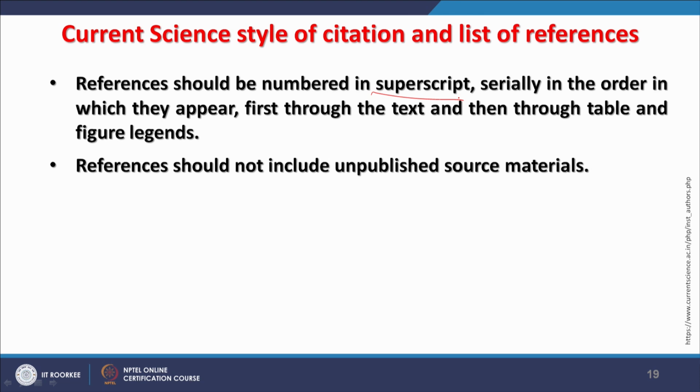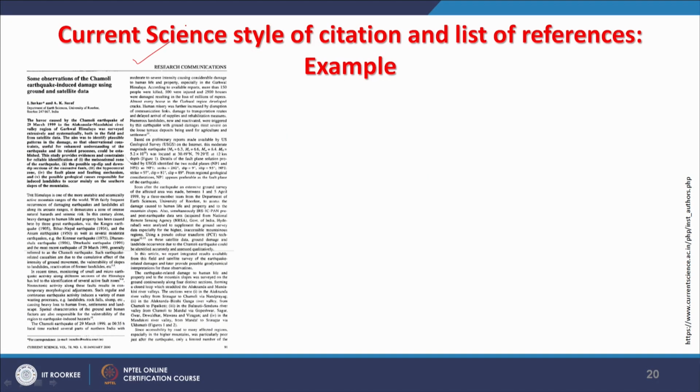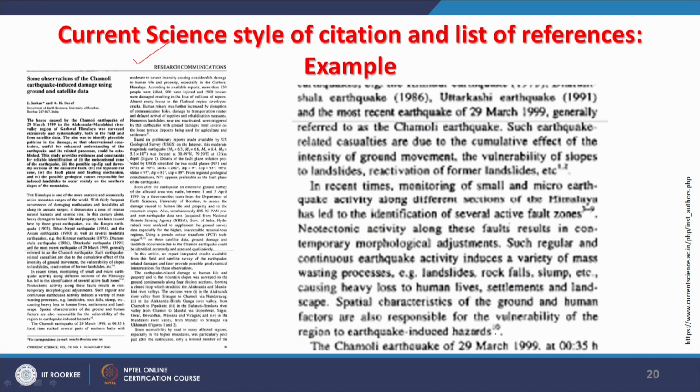References should not include unpublished source materials. Even if you have included them, you must mention that the work is unpublished and provide whatever details are possible. The list of references at the end of the text should be in a specific format. What is that format? Here, this is an example from Current Science, where you do not see the surname of any author within the body of the text. Here you can see 1 or 2 as references. This is just a zoomed part of that one on the right side. So, here it says 1 and 2.